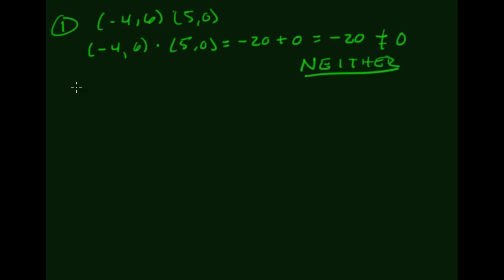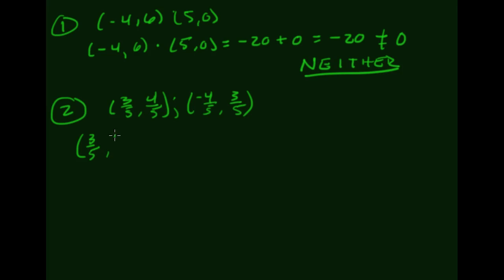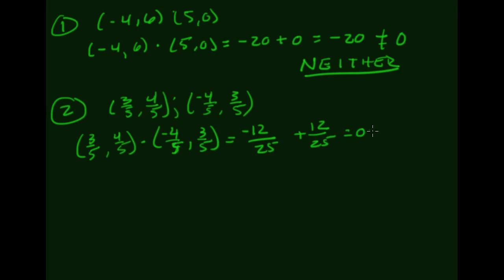All right, so let's look at number 2. Also in R2, we have the vectors 3/5, 4/5, and negative 4/5, 3/5. So again, the first thing to do is to take the dot product, right? So you need 3/5, 4/5, dot negative 4/5, 3/5, which works out to be negative 12/25 plus 12/25, which comes out as 0.